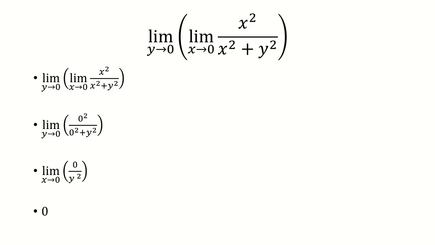Now let's look at the converse. Let's start off with the limit as x approaches 0 of x squared over x squared plus y squared. We will substitute x equals 0 to get 0 squared over 0 squared plus y squared. That simplifies to 0 over y squared. And then 0 divided by y squared is 0. So the limit as x approaches 0 of 0 is 0.